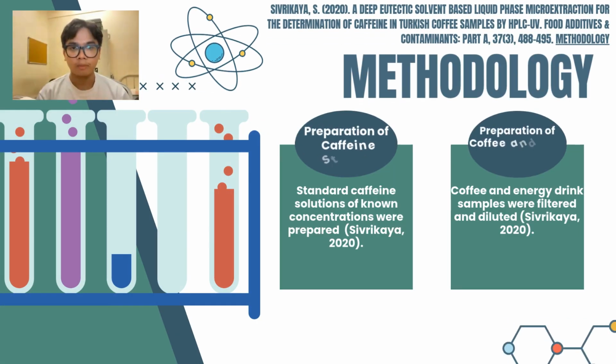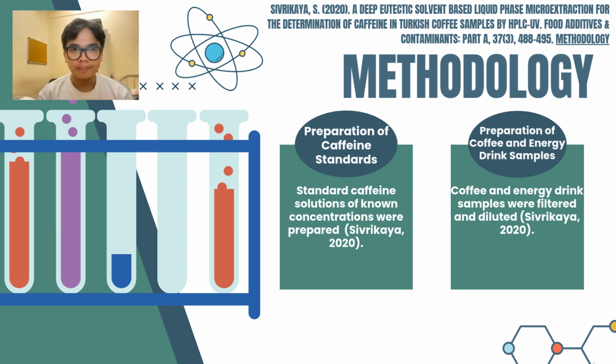I am Hood Armani, and now I will explain the methodology used in this study to determine the caffeine content in coffee and energy drinks using HPLC. The first step is the preparation of caffeine standard. Standard caffeine solutions with known concentration are prepared. These standards are important because they are used to create a calibration curve which helps determine the caffeine concentration in the unknown samples accurately.